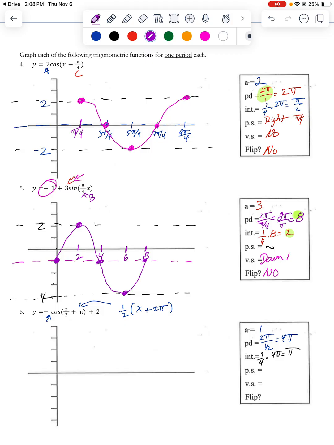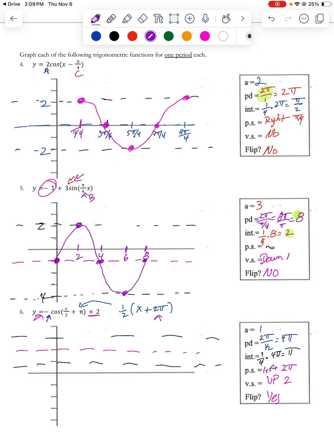My phase shift is left 2 pi. Vertical shift up 2. And yes, there is a flip because of that negative, and up 2 comes from here. So, graphing. Mark the vertical shift first. Up 2. Mark your max and min. The amplitude is 1, so it's just 1 up and 1 down.